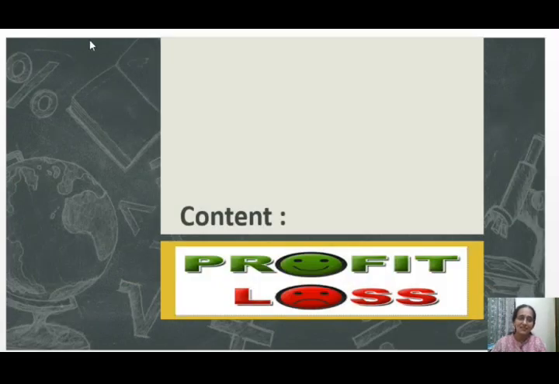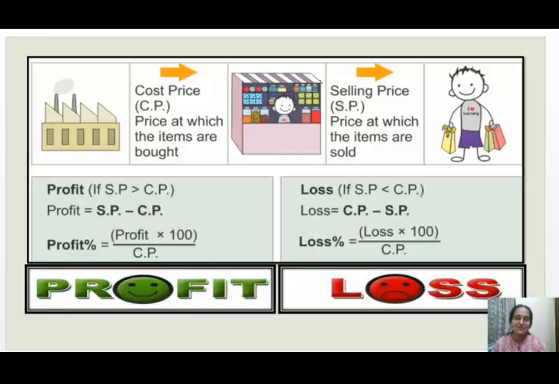You have learned already about ratio and percentage. Today we are going to learn one more comparing quantity, profit and loss. What is profit? What is loss? You know already. I need not explain, right?